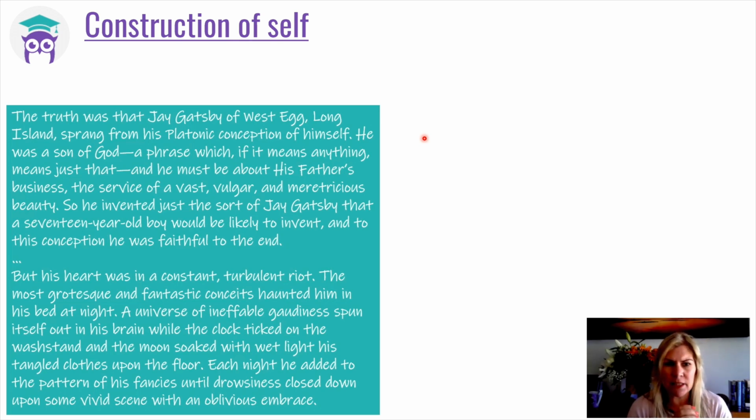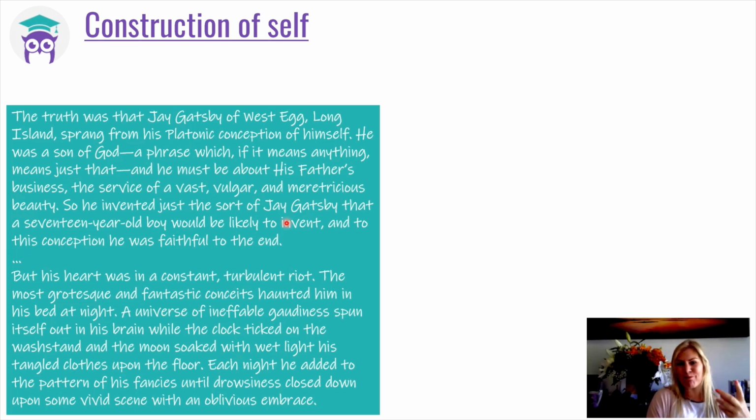So this allusion to Plato and Plato's cave, with the Platonic conception of himself, is all about the notion of creating an ideal self. And so Fitzgerald tells us very specifically here, through this allusion and through the references to Jesus being the Son of God, that this is about creating a dream version of himself, and that dream version is J. Gatsby. And note again here, he invented just the sort of J. Gatsby that a 17-year-old boy would be likely to reinvent, because that is James Gatz dreaming.